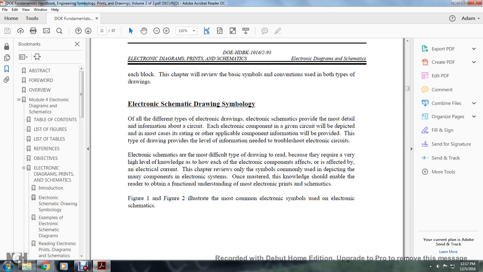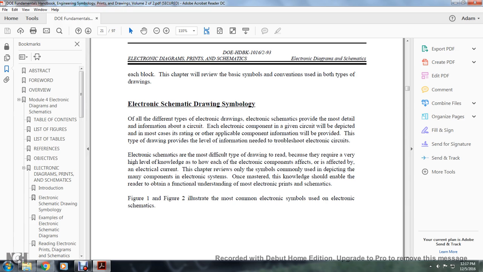Electronic schematics, drawing symbols. Of all the different types of electronic drawings, the electronic schematic provides the most detailed information about a circuit. Every electronic component of the given circuit will be depicted. In most cases, the rating and other applicable component information will be provided. This type of drawing provides the level of information needed to troubleshoot electronic circuits.